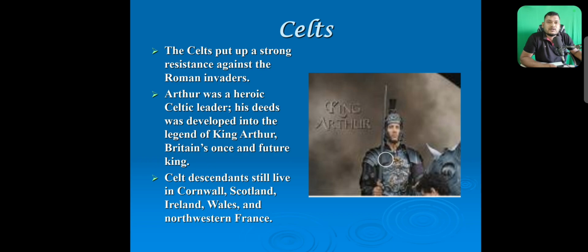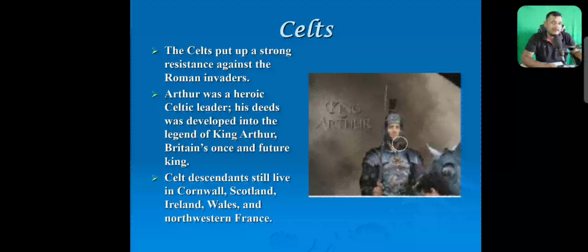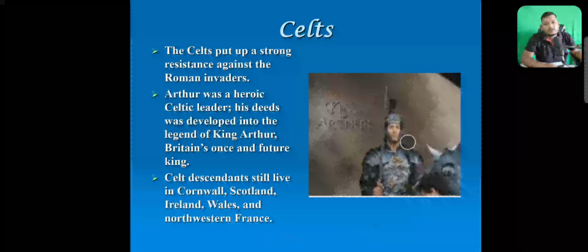Arthur was the heroic Celtic leader. His deeds developed into the legends of King Arthur, Britain's once and future king. Celt descendants still live in Cornwall, Scotland, Ireland, Wales, and northwestern France. You have to remember the name of King Arthur, a heroic Celtic leader, and the places where the descendants of the Celts were living.